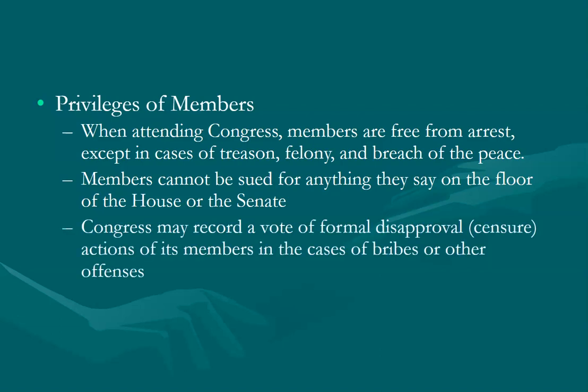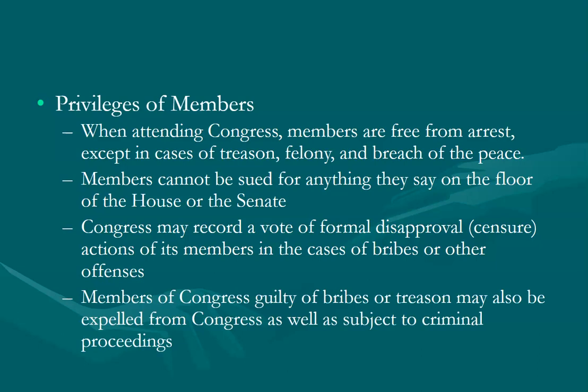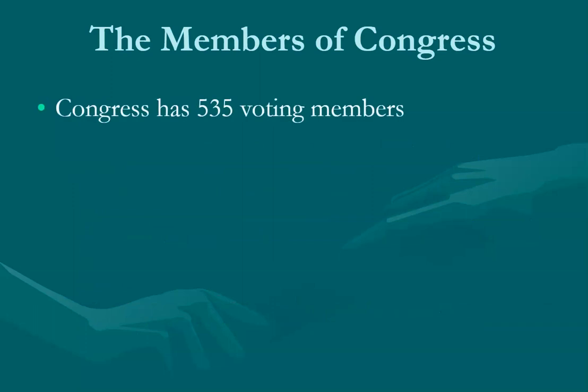Congress may record a vote of formal disapproval or censure actions of its members in the cases of bribes or offenses. So if you get caught being bribed, Congress can censure you. And also, if you are found guilty in a court of law of bribes or treason or other crimes, they can be expelled from Congress, as well as subject to criminal proceedings, actually going to prison.